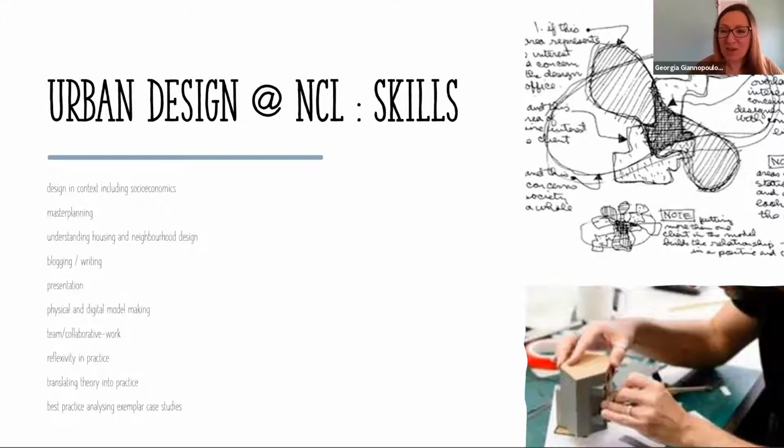Students studying in the MA Urban Design acquire a variety of skills through the design work and the theoretical modules. Some of these skills are designing in context, a significant aspect of the discipline, including socioeconomic context and demographics; master planning at a variety of scales; understanding of housing; quality of neighborhood design through the use of Building for Life criteria; blogging and blog writing. Again, I will say a little bit about the course blog in a moment.